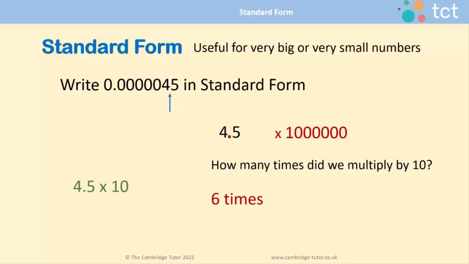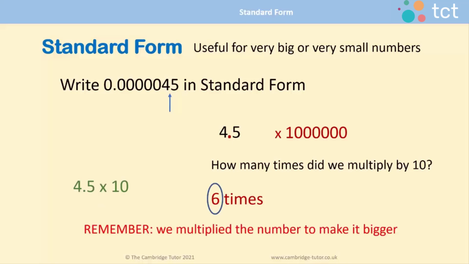The person who gets this number has got to go back to the smaller number. So instead of multiplying, they're going to be dividing. But when we're using standard form, we still tell them to multiply by 10 to the power of something. When we write the power this time, remember we multiplied the number to make it bigger. So the person converting this back has to make sure they divide it. And instead of saying divided by 10 to the power of 6, they're going to say multiplied by 10 to the power of minus 6. And that will tell them that they've got to keep dividing by 10.